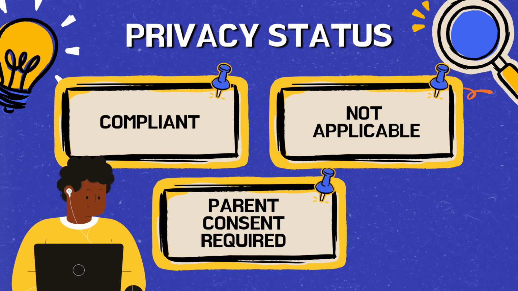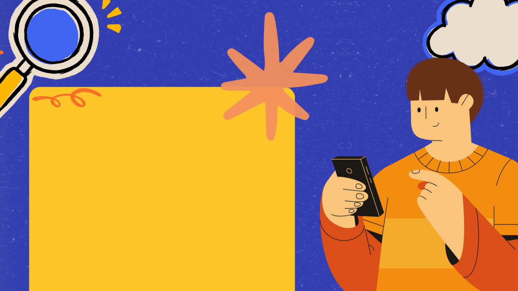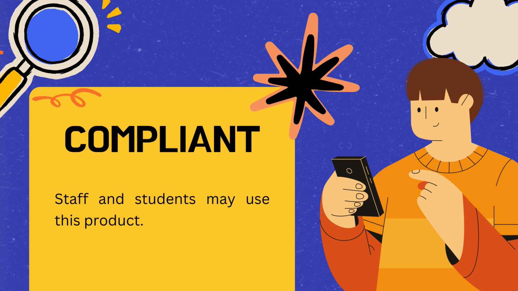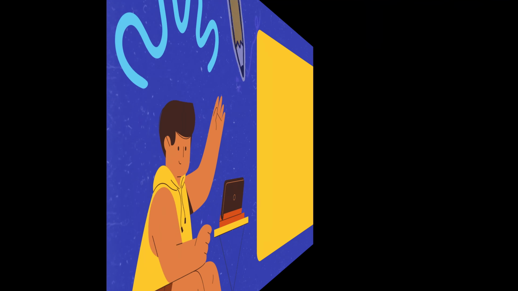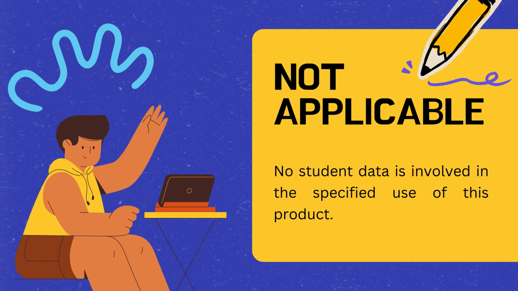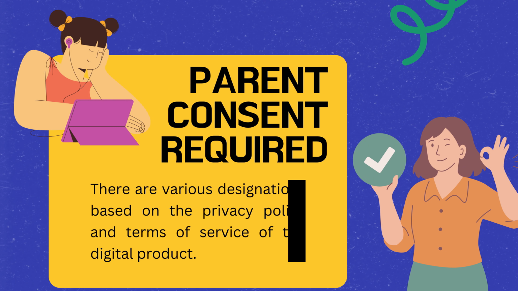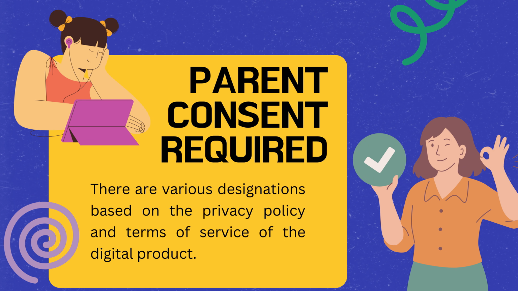Since keeping student information secure is important, let's talk privacy status. We have compliant, not applicable, and parent consent required. A resource with a compliant status means that staff and students may use this product because the privacy policy or terms of service for that vendor meets the district requirements. If you see a status of not applicable, that means that no student data is involved in the specified use of the product. Finally, if you see a status for parent consent required, that means that there's various things in the privacy policy or the terms of service from the vendor that requires a parent to provide consent for their student to use that tool.